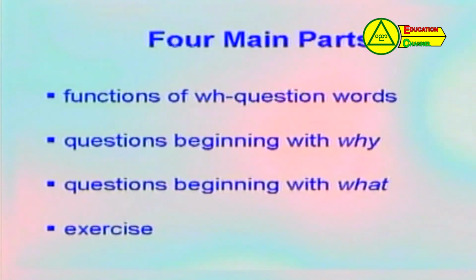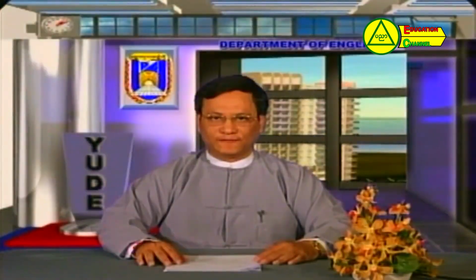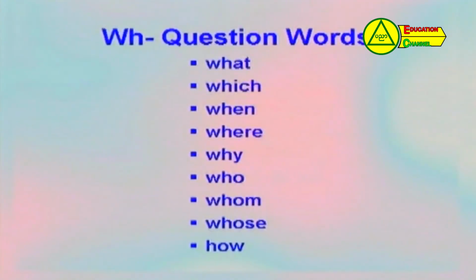Secondly, I'd like to discuss the various ways of answering the questions beginning with why. Thirdly, I'll be explaining how to answer the questions beginning with what. And finally, I'll give you an exercise. First of all then, what are WH question words? WH question words are what, which, when, where, why, who, whom, whose, and how.